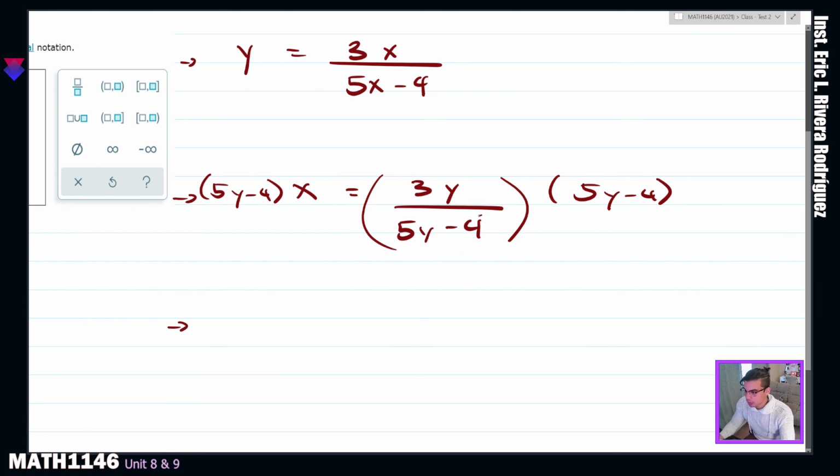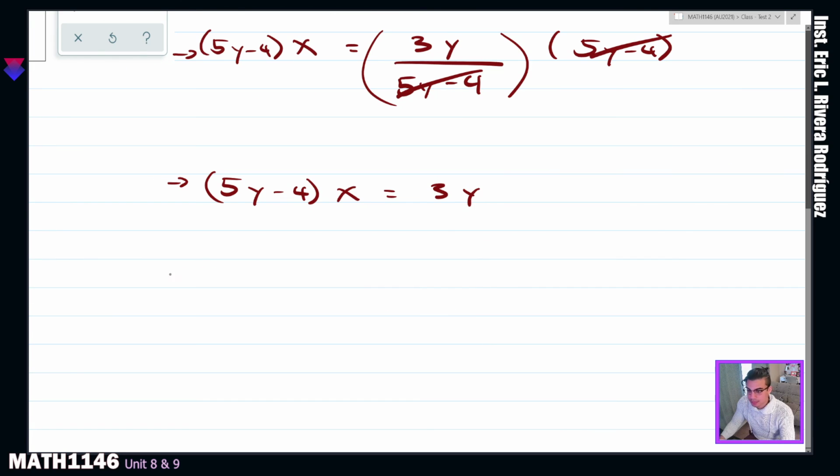All right. So we cancel out this denominator, and now we have 5y minus 4 x equal 3y. In this step, put all the y, or the terms that contain y, on one side of the equation. Before doing that, sorry, we need to distribute x with this linear factor. So it will be 5yx minus 4x equals 3y.